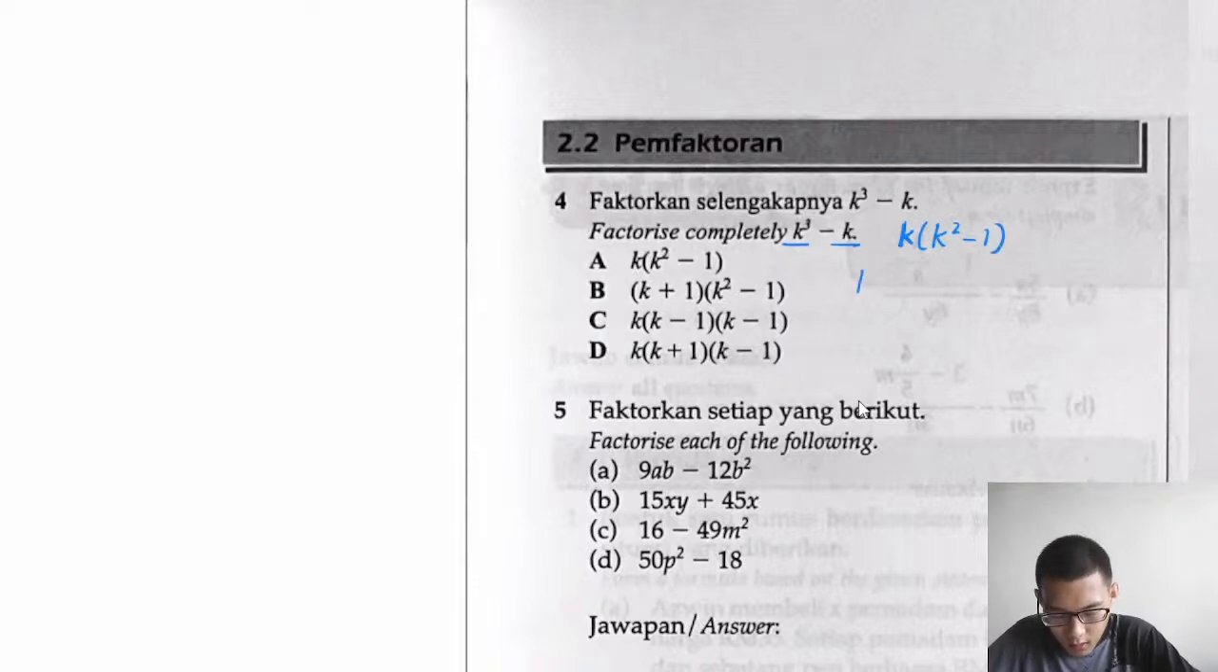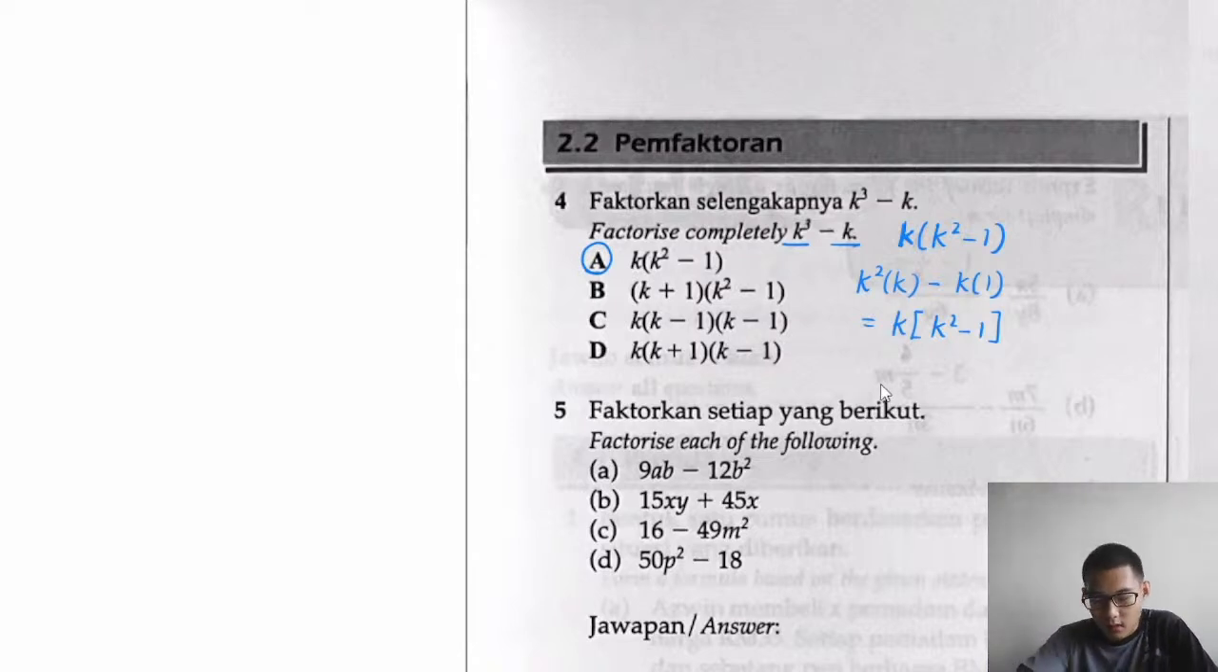So let's say k power 3 is k power 2 with k, right? Minus k times 1, right? So we take out this k outside, and it becomes k power 2 minus 1. So which one is k power 2 minus 1? Here, this one. Okay, the answer is this.